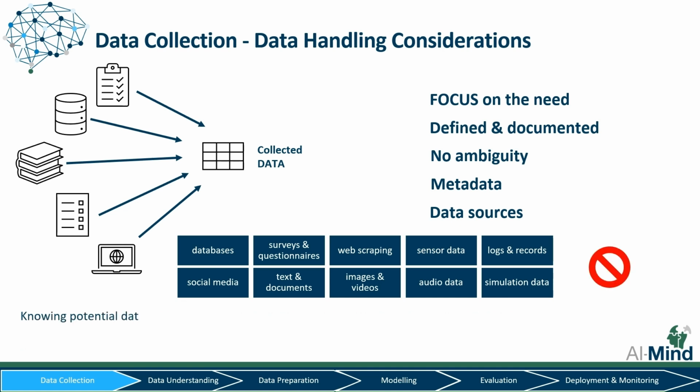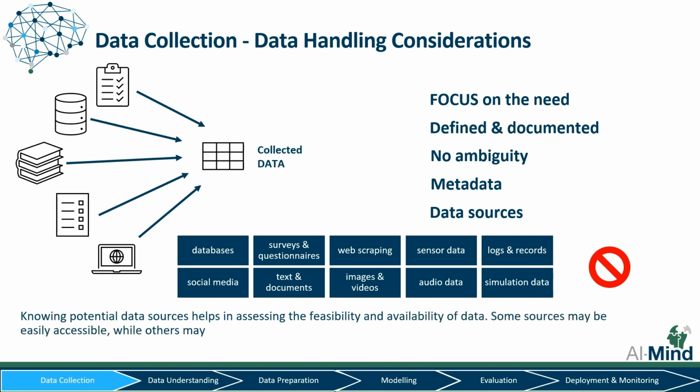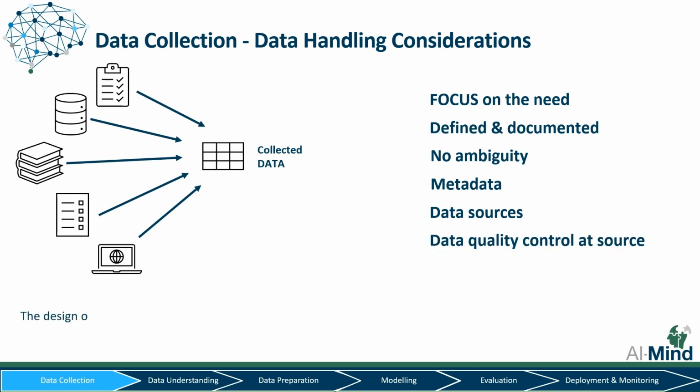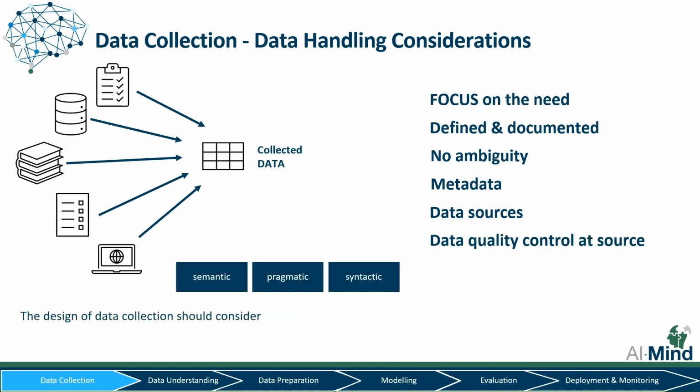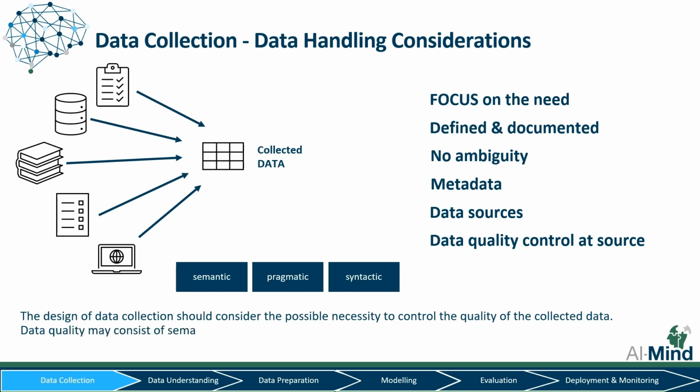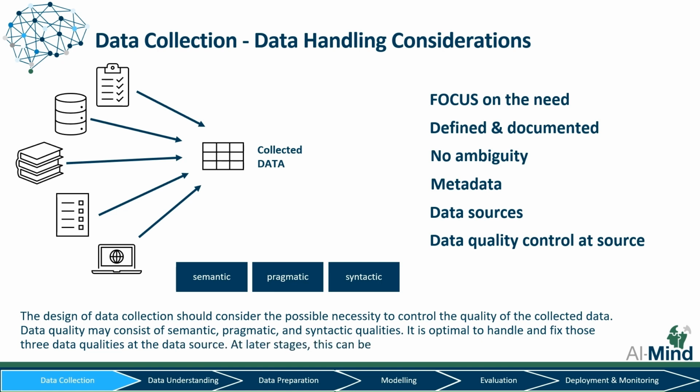Knowing potential data sources helps in assessing the feasibility and availability of data. Some sources may be easily accessible, while others may require more effort, resources, or permissions to obtain and use. The design of data collection should consider the possible necessity to control the quality of the collected data. Data quality may consist of semantic, pragmatic, and syntactic qualities. It is optimal to handle and fix those three data qualities at the data source. At later stages, this can be more difficult.